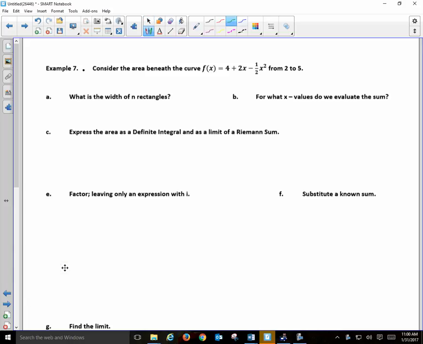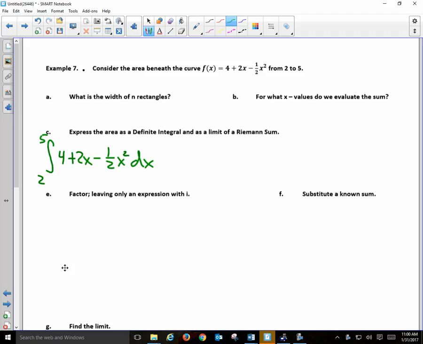And here we go. We always start with this piece. We have the area beneath the curve, f of x equals 4 plus 2x minus 1 half x squared from 2 to 5. That means that the definite integral is from 2 to 5 of 4 plus 2x minus 1 half x squared dx. We'll talk about what the dx means in a second.